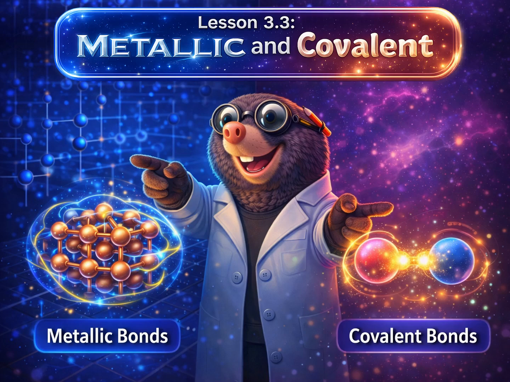In this lesson, we're going to compare metallic and covalent bonding. Instead of electrons being completely transferred like in ionic bonding, today we'll see what happens when electrons are either free to move throughout, as they are in metallic bonding, or shared between atoms, covalent bonding. By the end of this lesson, you should be able to distinguish between these two bonding types and correctly name covalent compounds using prefixes.